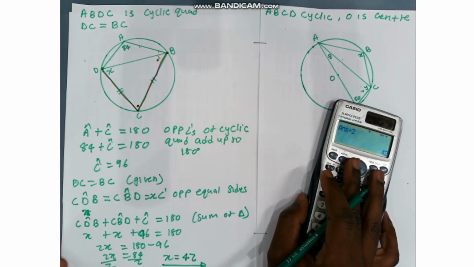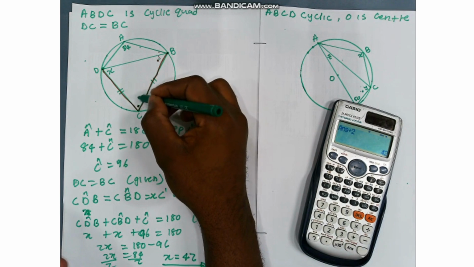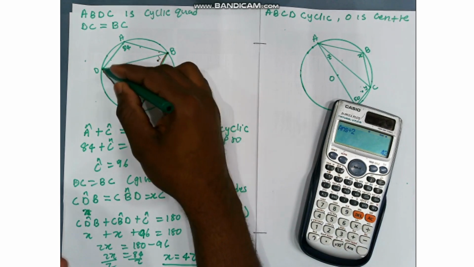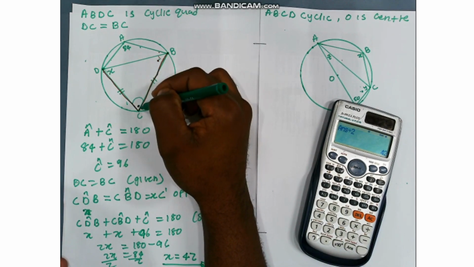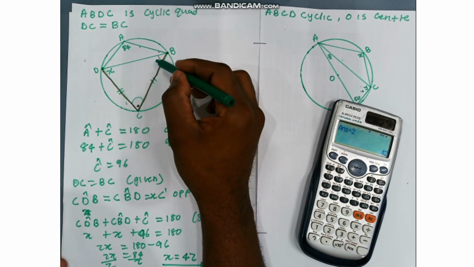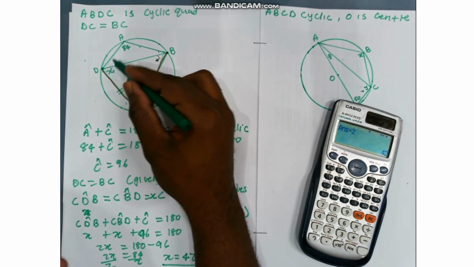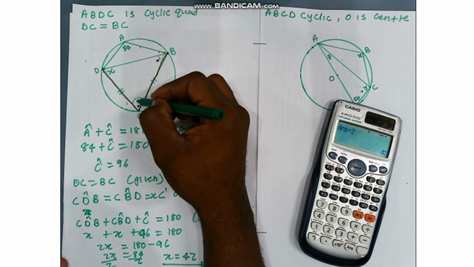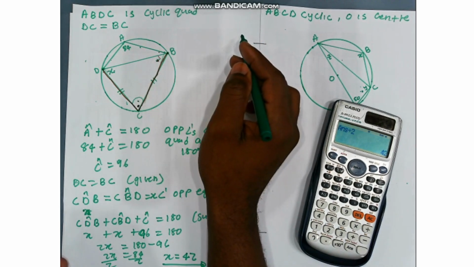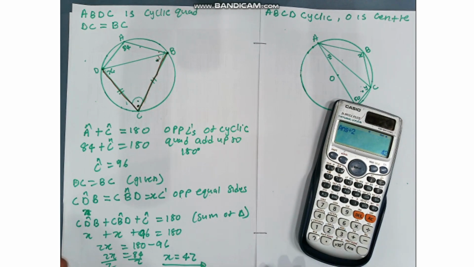I hope you see what happened here. Two opposite angles add up to 180. We find this one. After that, this is equal to this. So in an isosceles triangle, this side is equal to this side. We use the sum of a triangle, which is just going to give you 2x, and then plus this, which is equal to 180. Solve for x, get our unknown x.